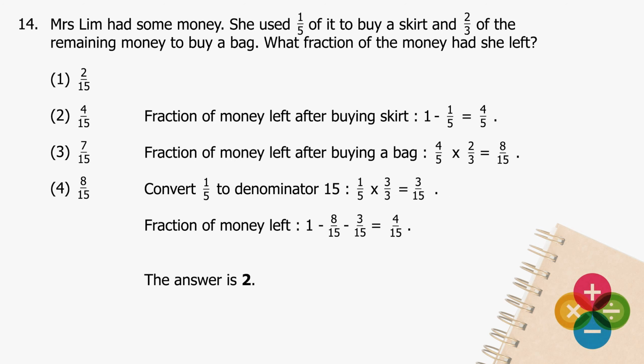The fraction of money left after buying the skirt will be subtract 1/5 from 1, and the difference is 4/5. The fraction of money left after buying a bag will be multiply 4/5 by 2/3, and the product is 8/15. Convert 1/5 to denominator 15 will be multiply 1/5 by 3, and the product is 3/15. The fraction of the amount of money left will be subtract 8/15 from 1, and from 3/15, and the difference is 4/15. The answer is 2.